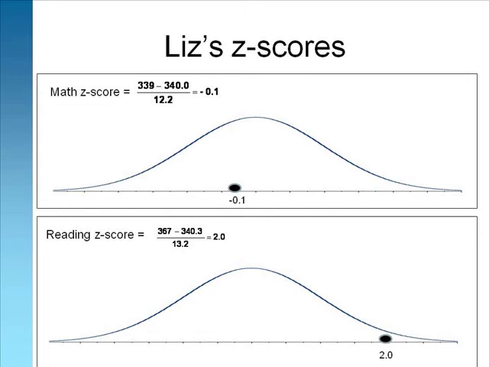Her math z-score is -1/10, 339 minus 340 divided by 12 2/10, slightly below the mean. And her reading z-score is 2.0, 367 minus 340 3/10 divided by 13 2/10. This is well above the mean.